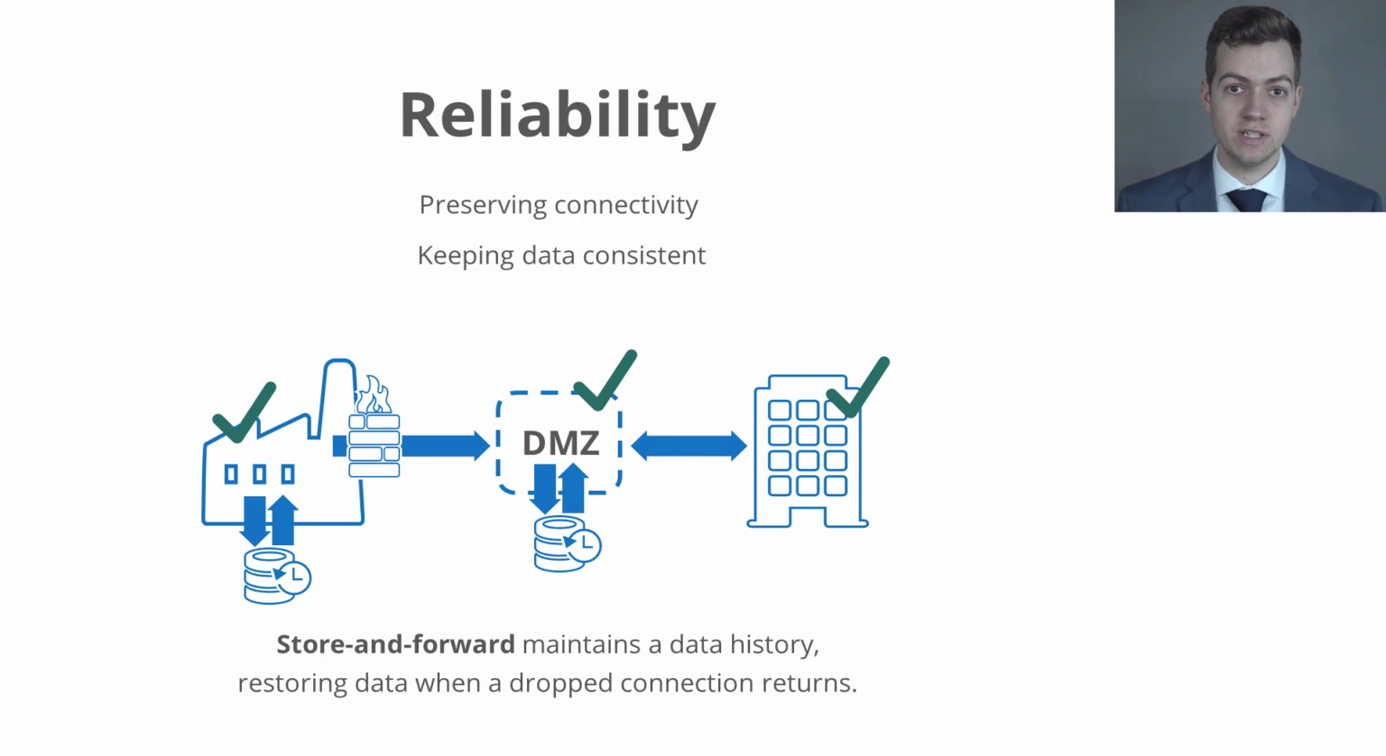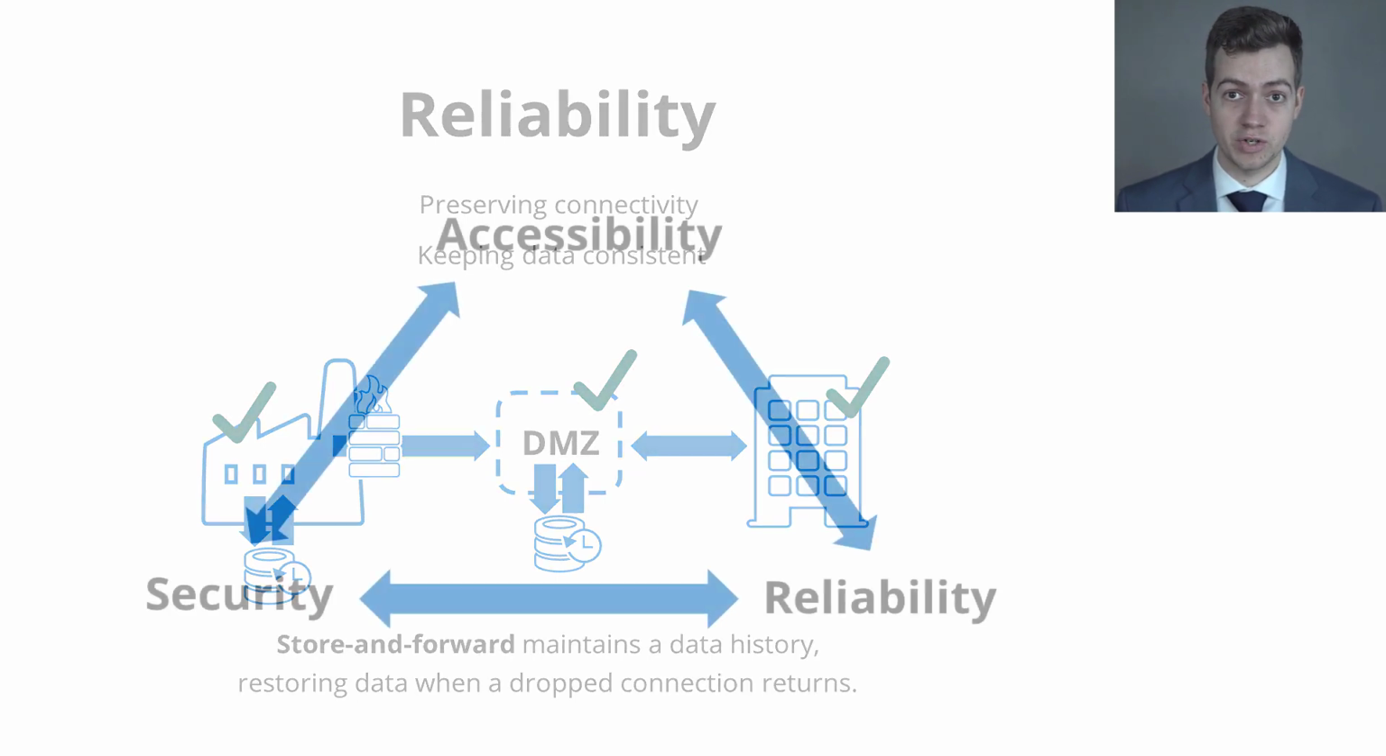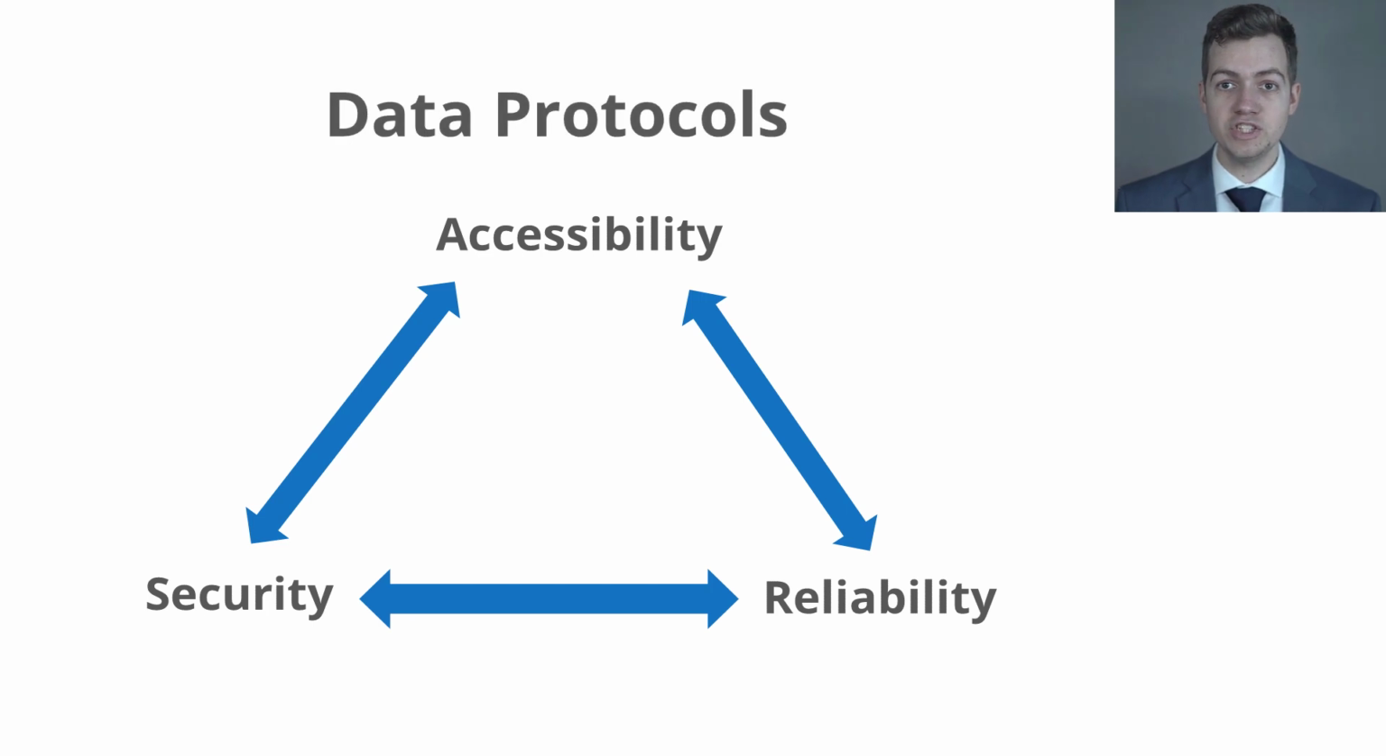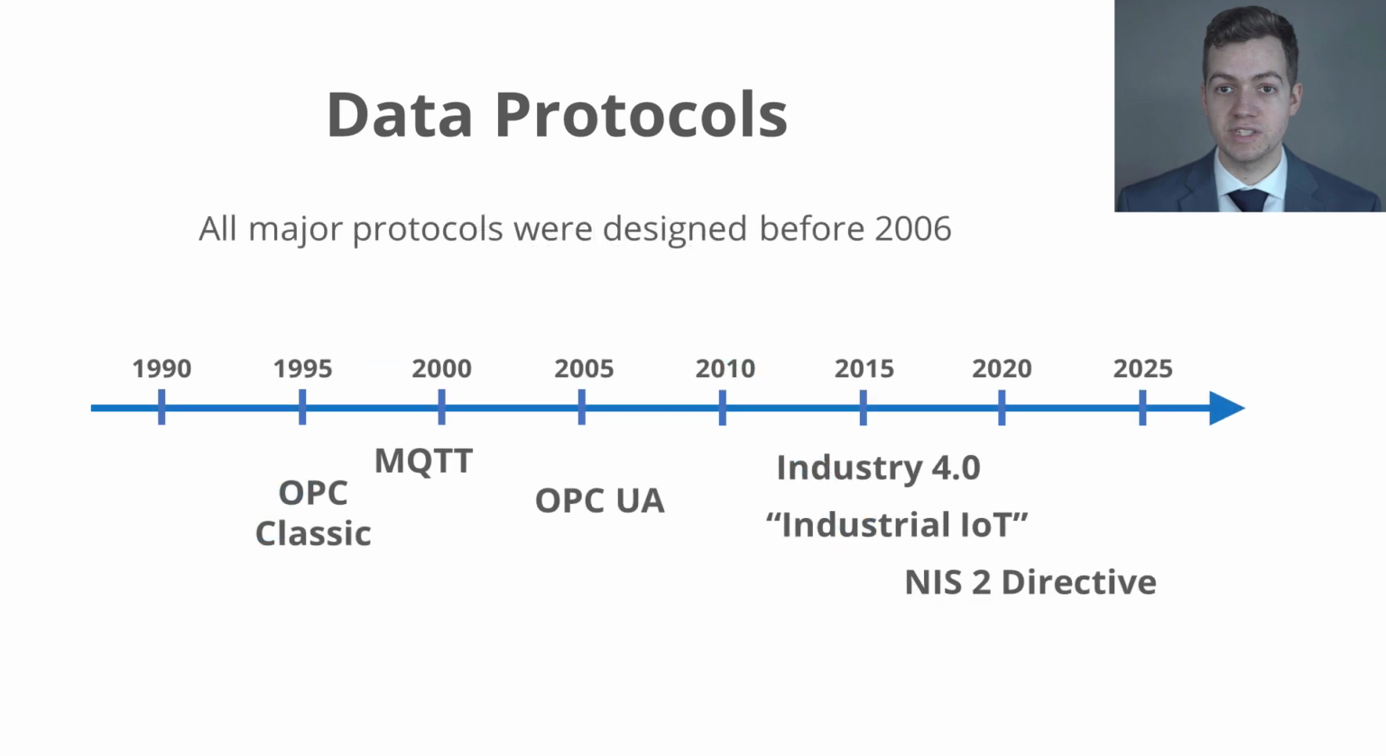One of the challenges in designing for reliability, security, and accessibility for OT data is that attempting to balance these three may narrow your choice of data protocol. This challenge is compounded by the fact that all of the major protocols currently in use were designed before 2006. None of them was specifically built for Industry 4.0, IoT, or for securely connecting OT to IT. Each has its strengths and weaknesses for such applications.